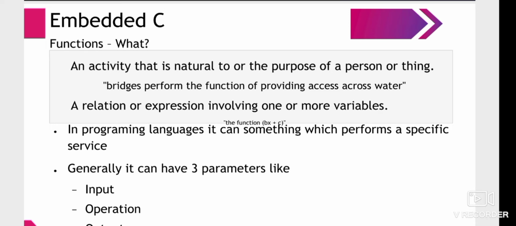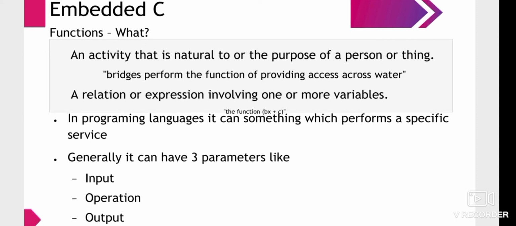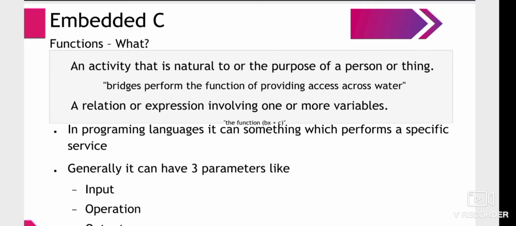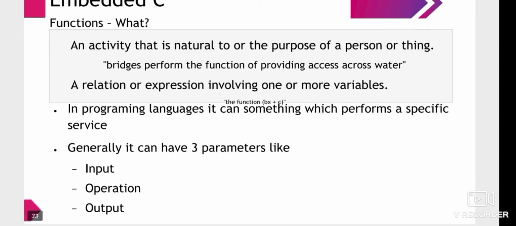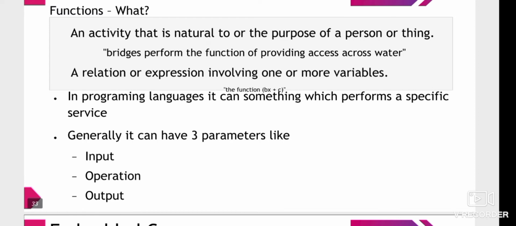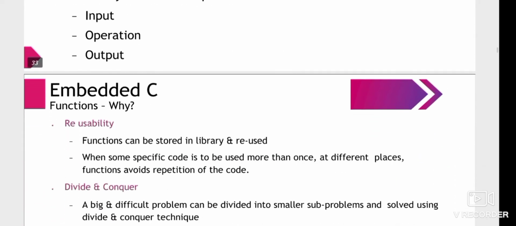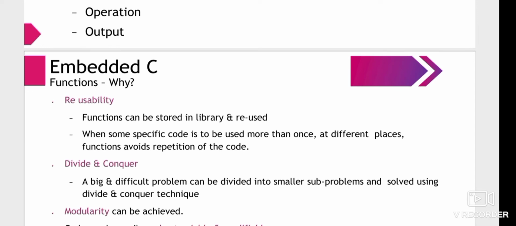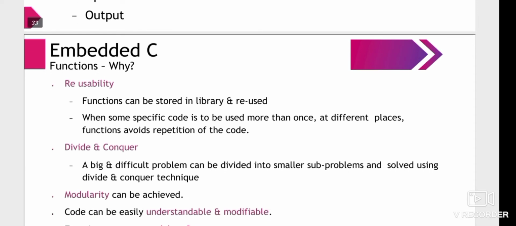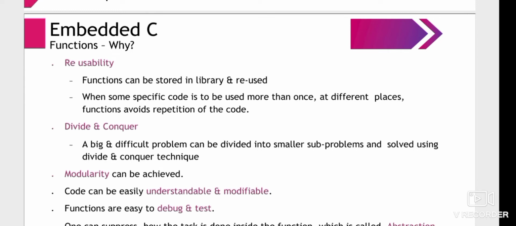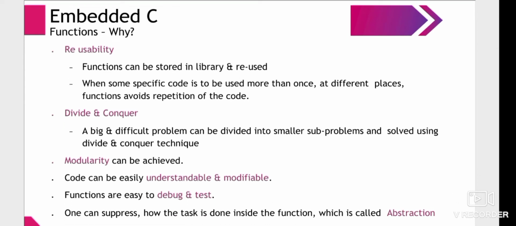We have functions in C language. An activity that is natural to or the purpose of a person or thing. A relation or expression involving one or more variables or functions. Generally, it can have 3 parameters: input, operation, output. We use functions for reusability, divide and conquer, modularity, modifiability, debug and test.